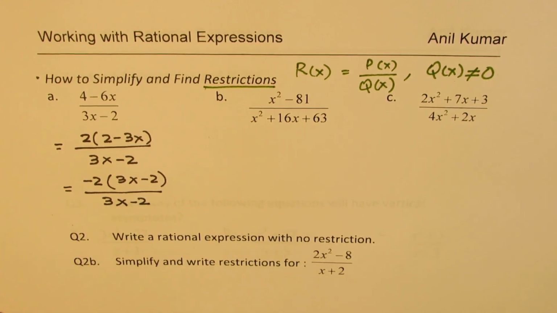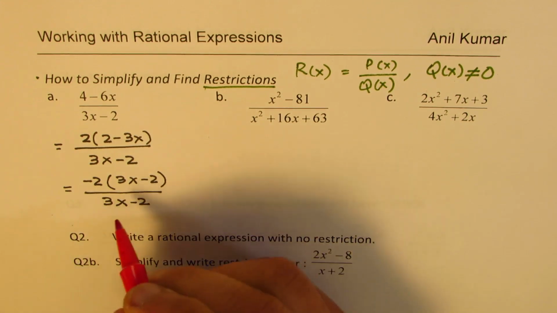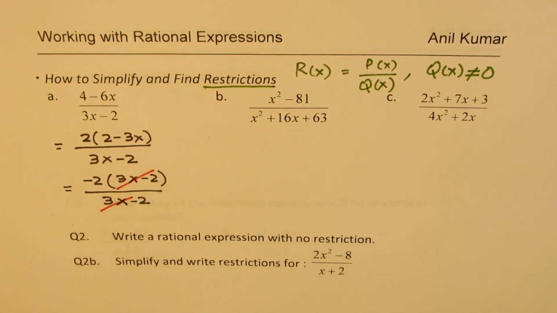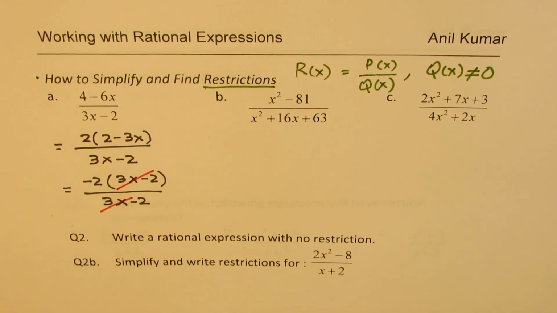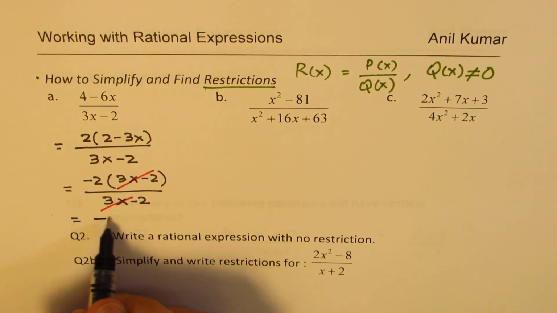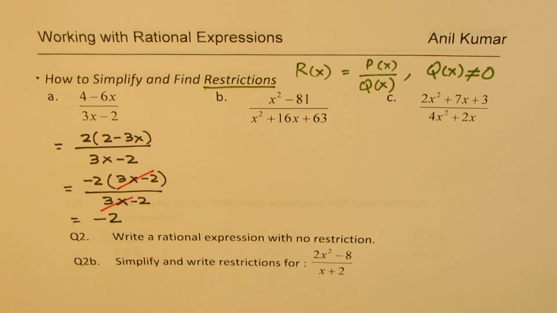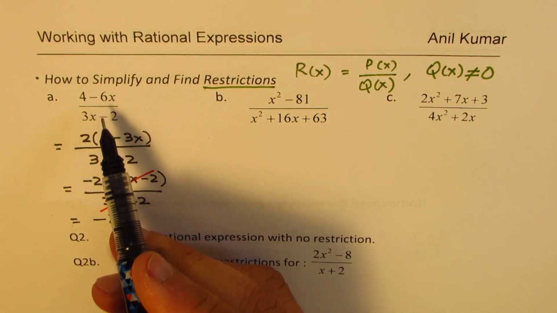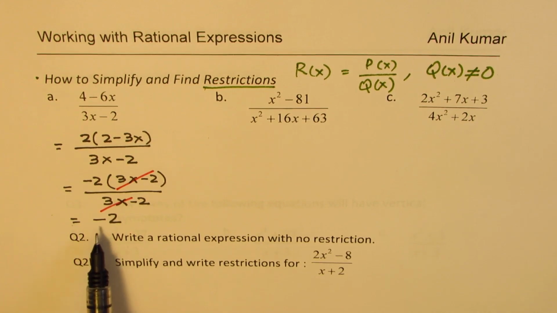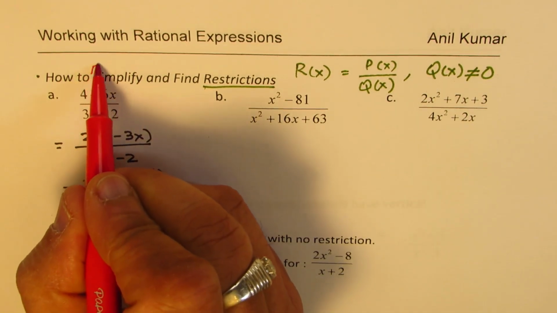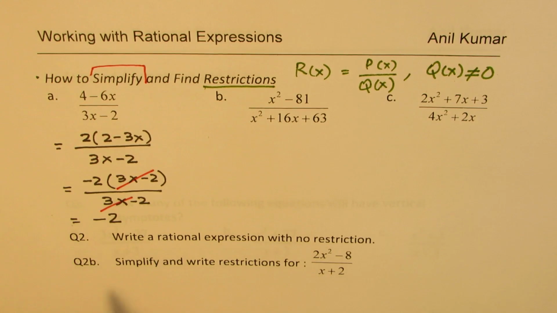Now simplification really means that whatever can cancel out, you should cancel out. So in this case, we cancelled out 3x minus 2 from numerator and from denominator, and we are left with minus 2 as our answer, right? So this particular rational expression could be written as a constant, minus 2. Perfect. So this is the simplification part.